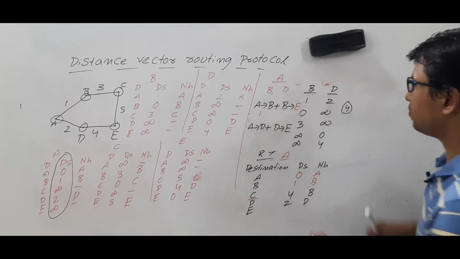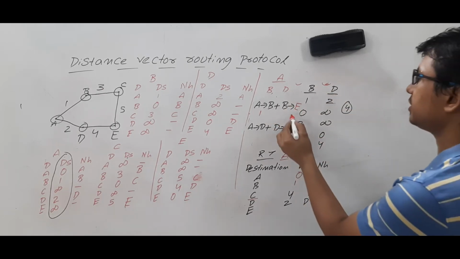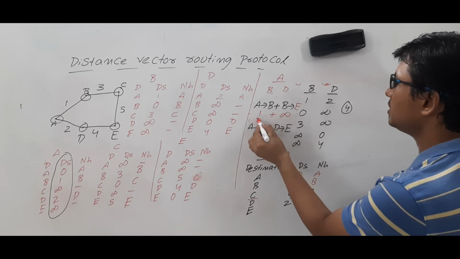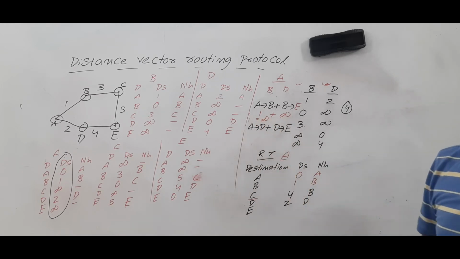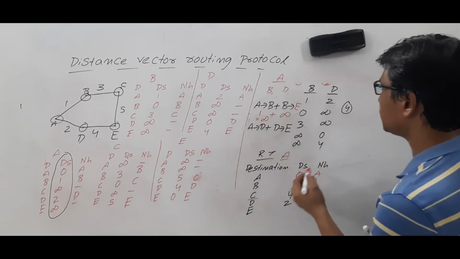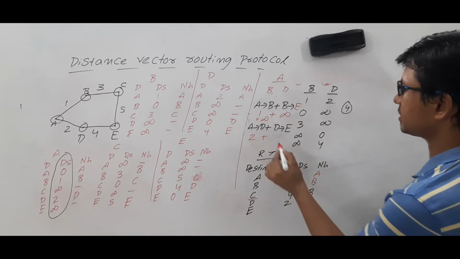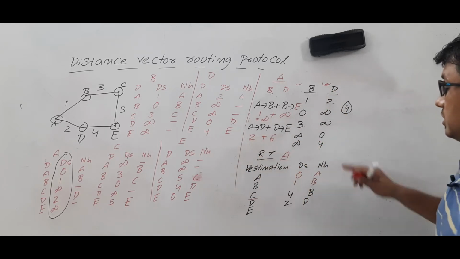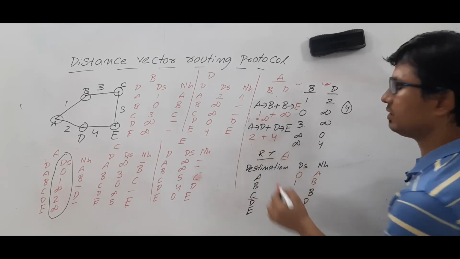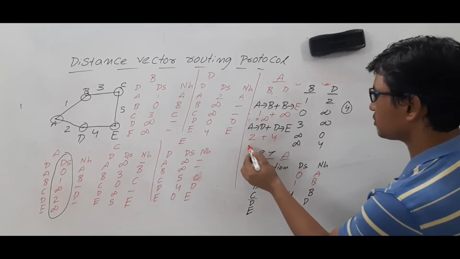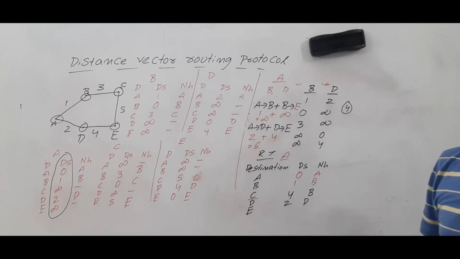What is the B to E distance? Infinity. 1 plus infinity is infinity. Will you agree with me or not? And similarly, A to D distance is 2, D to E distance is 4, sorry. So 2 plus 4 is equal to 6. Are you able to understand?